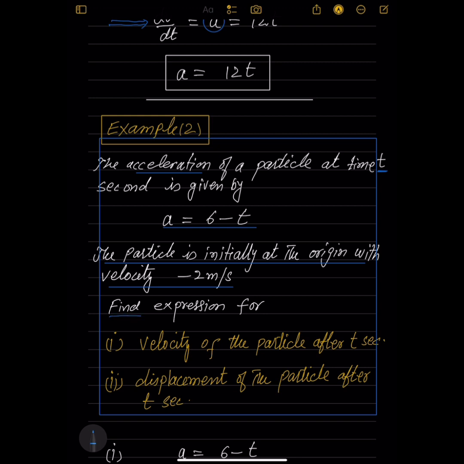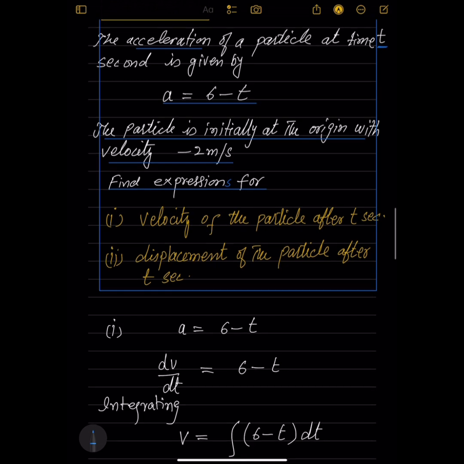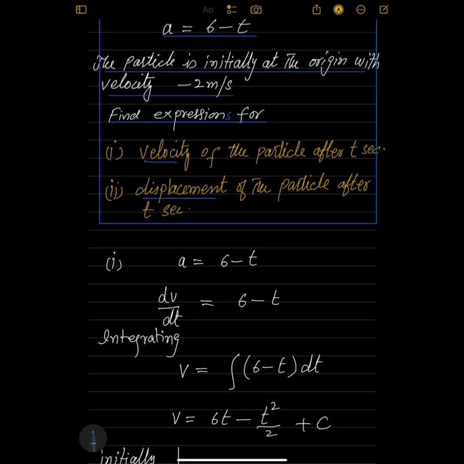We have to find expressions for the velocity of the particle. Number 1, velocity of the particle after t seconds. Number 2, displacement of the particle after t seconds. So this is the relation: a is equal to 6 minus t. a is acceleration, t is time.